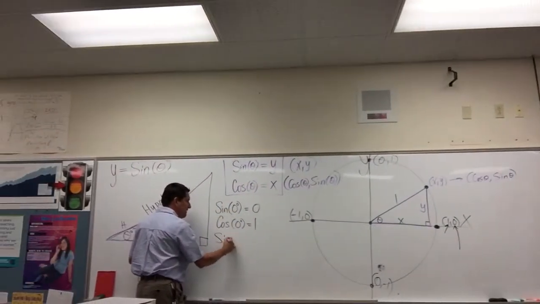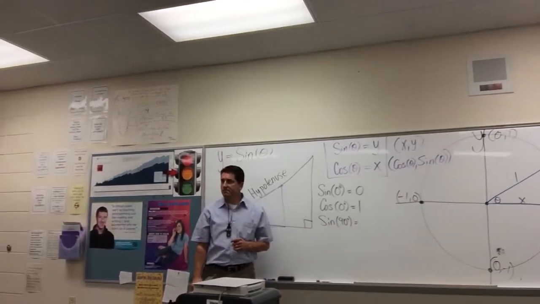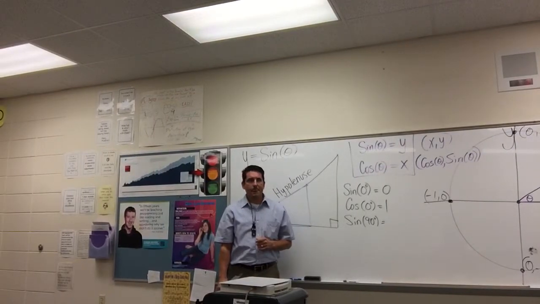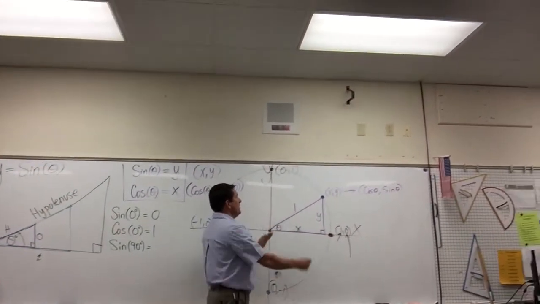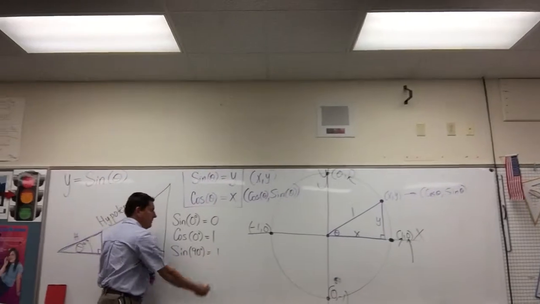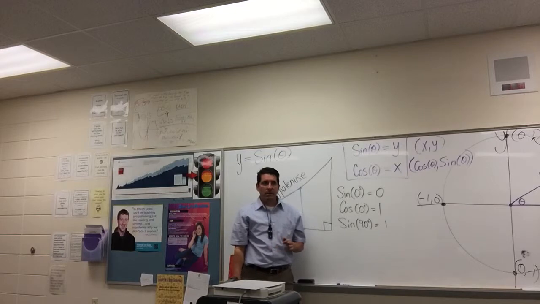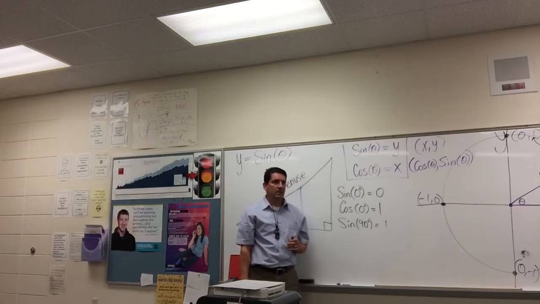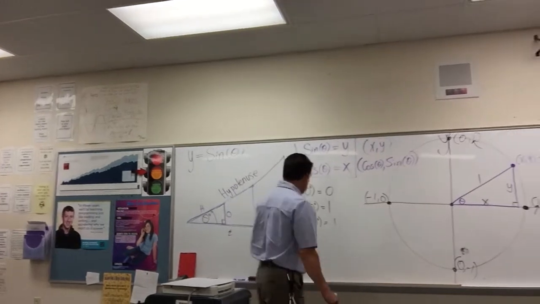Okay, let's do another one. How about the sine of 90 degrees? When we're perfectly at 90 degrees, this theta comes all the way up here. It's the y-coordinate. So it should be 1. Go test it out. Did it work? What's the cosine of 90? 0.